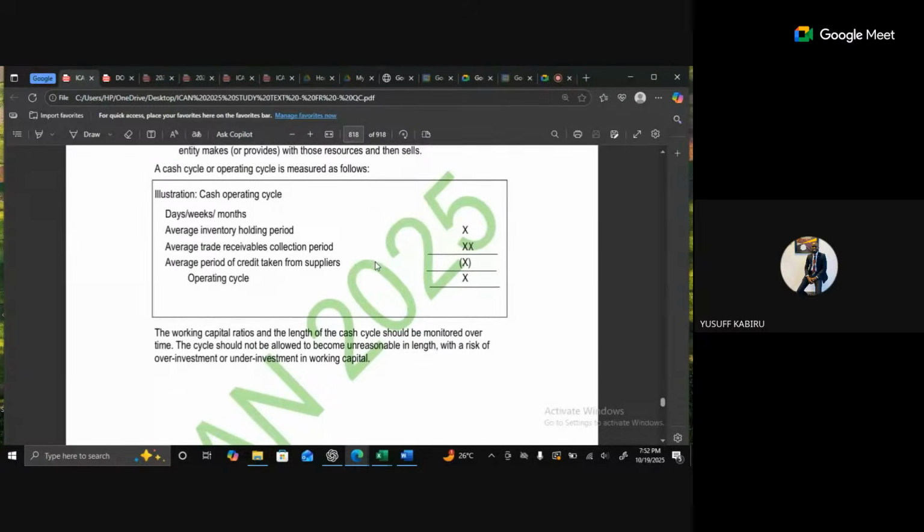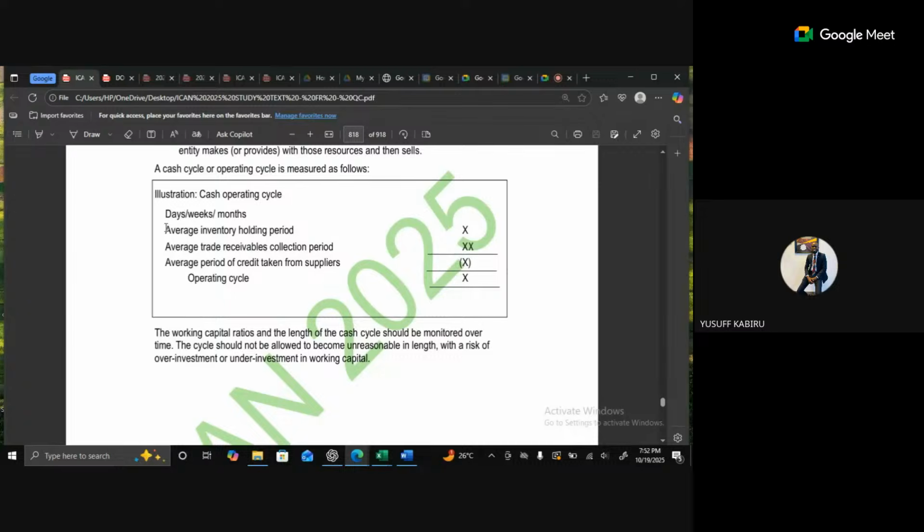So, how do you calculate it? Your average inventory holding period is the first thing that you're going to bring down, right? Then your average trade receivable collection period, right? You add both together. Then you now subtract the average period of credit taken from suppliers. So if you look at the flow of this thing very well, this is how it flows.